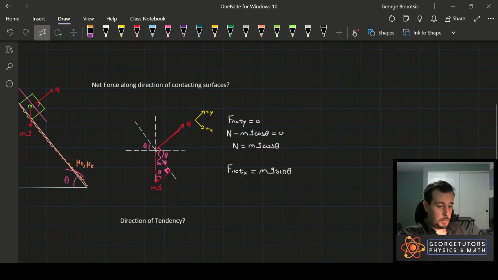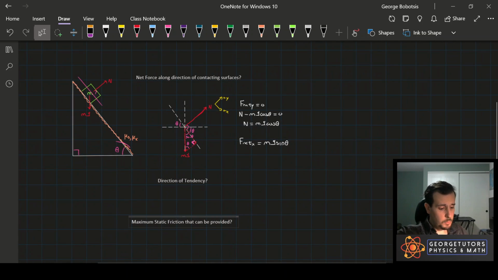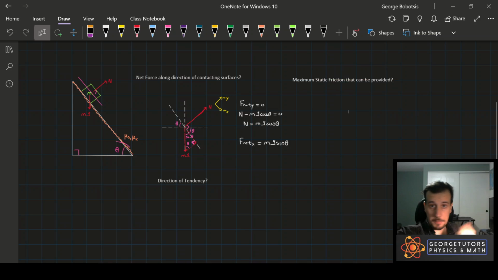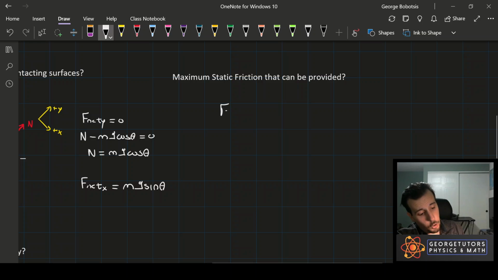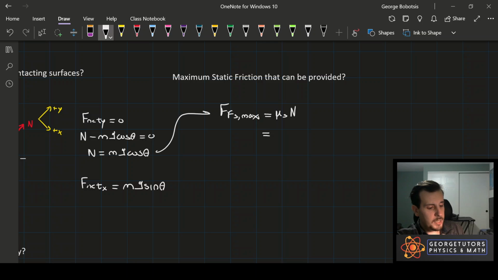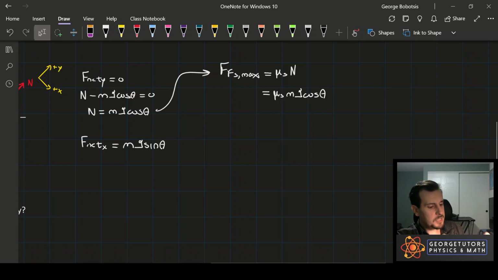Well, one thing I gotta ask right now is, what is the maximum static friction that can be provided by my surface? Well, for that, I am going to use the formula that I already know about static friction, especially the maximum static friction, which is nothing more than the coefficient of static friction times the normal. And I see that the normal right now has been determined for this incline problem, so I can actually plug it in and write my friction as this. Now, at the same time, don't forget, I'm trying to compare against f net x. So these are the two things right now that I really have to compare.